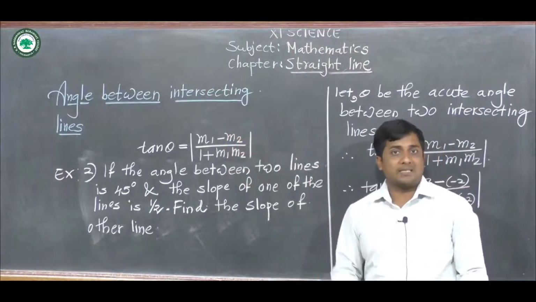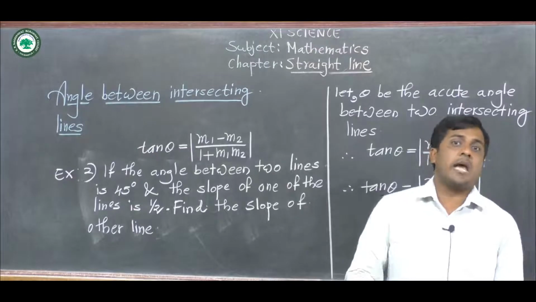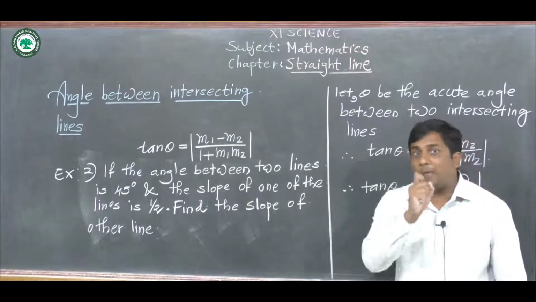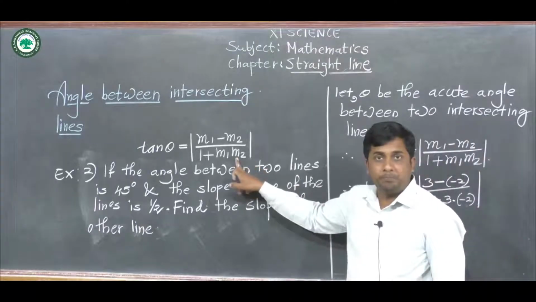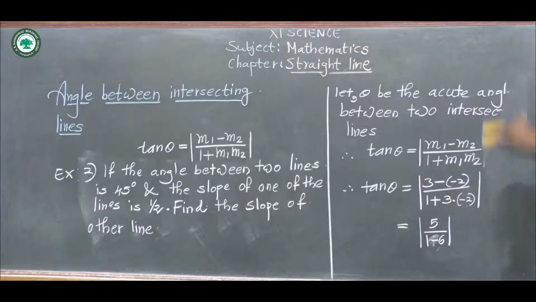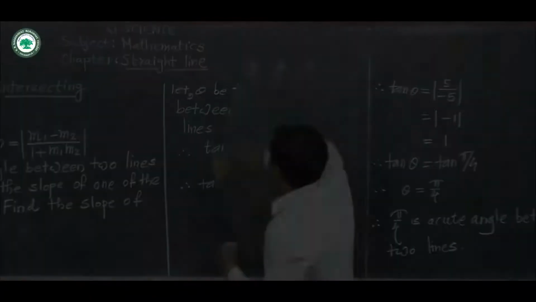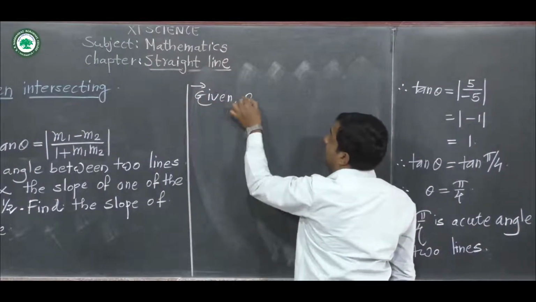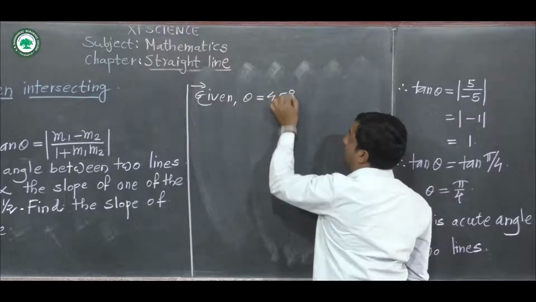Again a very simple example: directly by using the formula tan theta is equal to mod of (m1 minus m2) upon (1 plus m1 m2), we find the slope of the second line, that is, we find m2. Let's consider the given things first. Here in the solution, given theta is equal to 45 degrees.